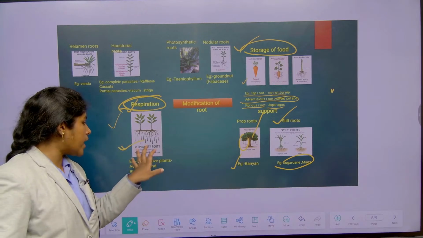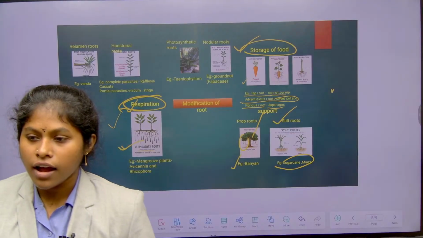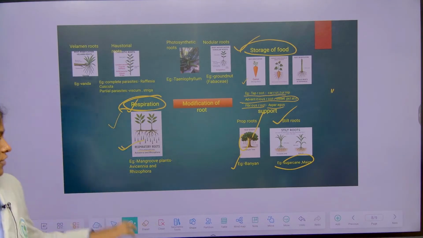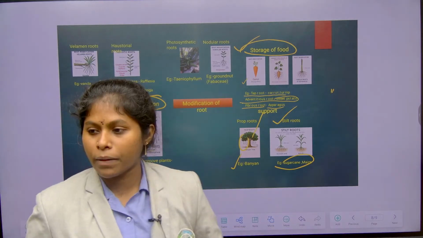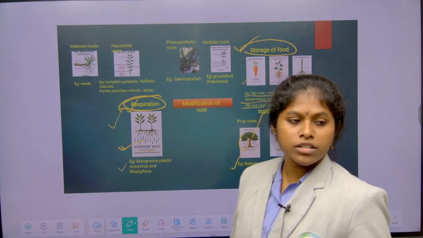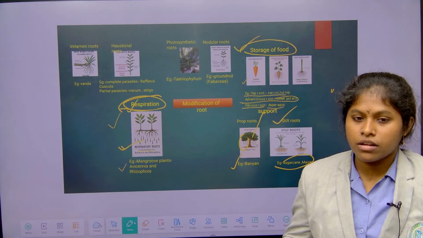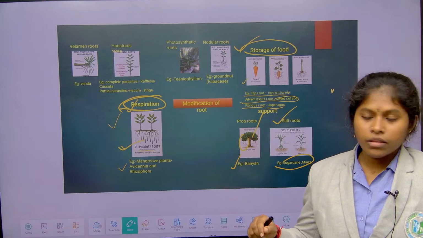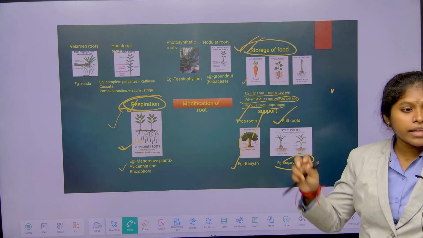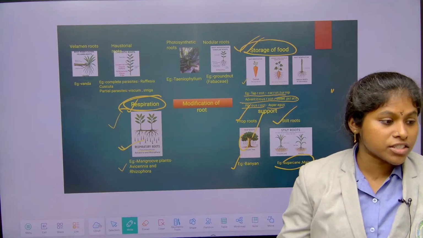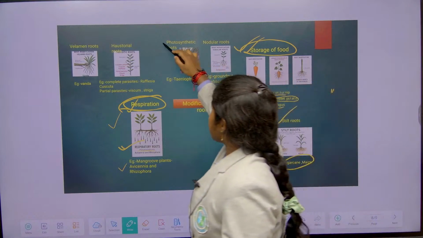Those are also called pneumatophores. The examples are Avicennia and Rhizophora. They are mostly seen in mangrove plants, near the oceans. These plants can be found there. So these are the main three important functions for which roots change their structure and shape. Coming to the next, photosynthetic roots.